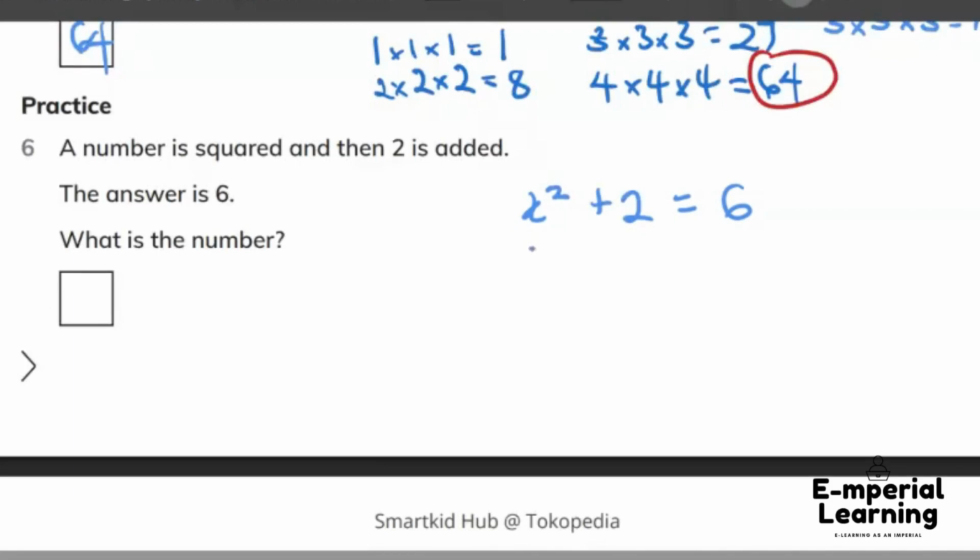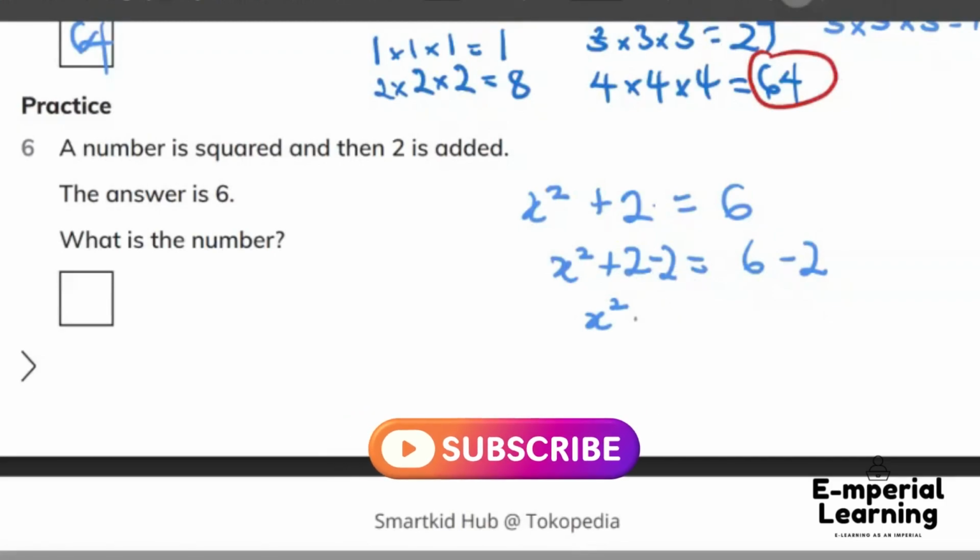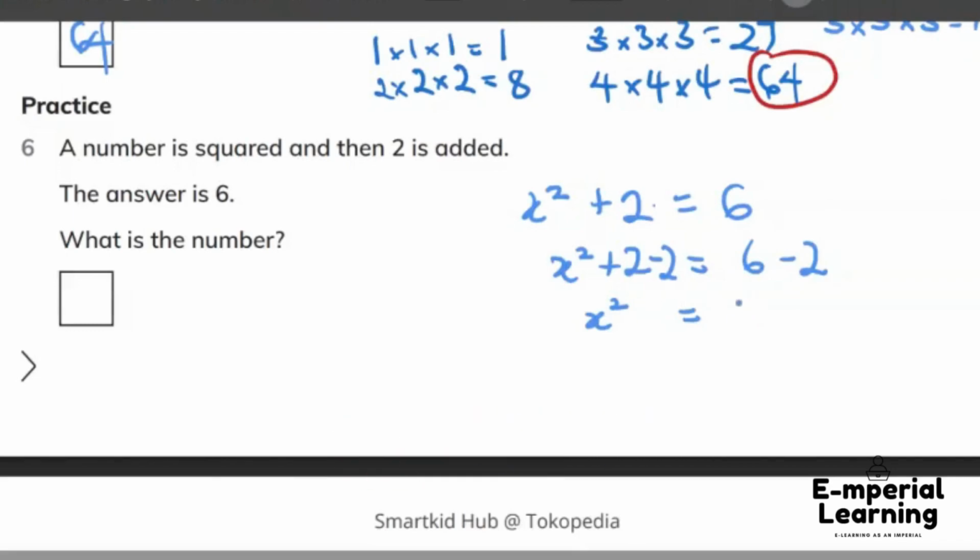Now we are looking for what x is. So let's do away with anything around x. So we have x squared plus 2 is equal to 6. In order to get rid of this 2, we subtract 2 from this side of the equation and we subtract 2 from the other side. Whatever you do to one side of the equal sign, you do to the other side. So now we have x squared plus 0, because positive 2 minus 2 is 0, is equal to 4. And so now we have x squared is equal to 4.